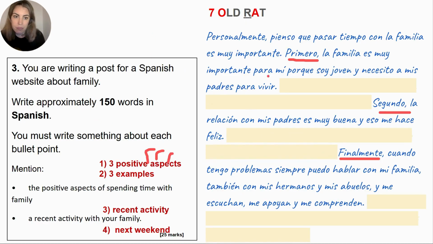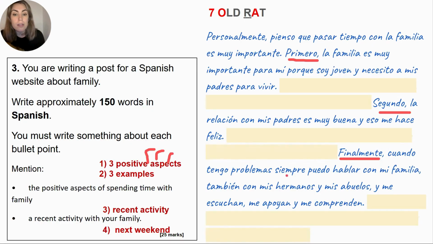So, primero, la familia es muy importante para mí porque soy joven. Family is very important to me because I am young y necesito a mis padres para vivir, and I need my parents to live. That's obvious. Okay, and then we will move on to the example later. Segundo, la relación con mis padres es muy buena. So second, the relationship with my parents is very good. Y eso me hace feliz, and that makes me happy. And then I will provide an example of what I mean by this.